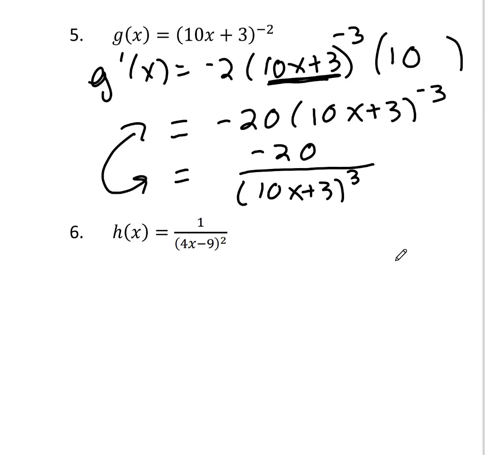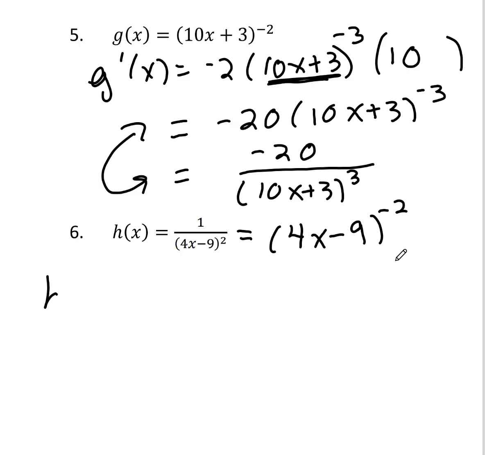H of x is very similar. I have 1 over 4x minus 9 squared. What you have to do is think, let's rewrite that as 4x minus 9 to the negative 2 power. When you first looked at h of x, it looked like a quotient. But when the numerator is a constant, here I had 1, I can rewrite it as just an exponent. So I make it a negative exponent and I avoid doing the quotient rule.